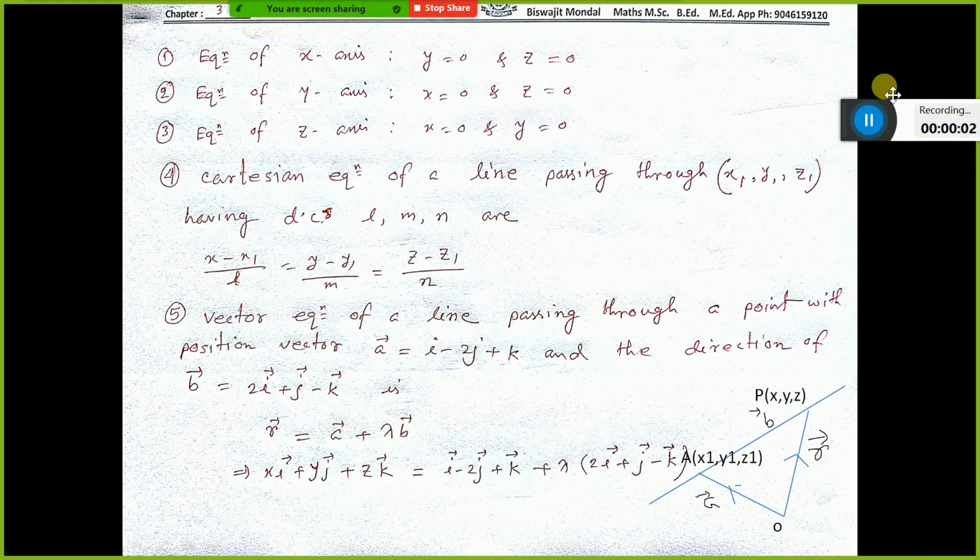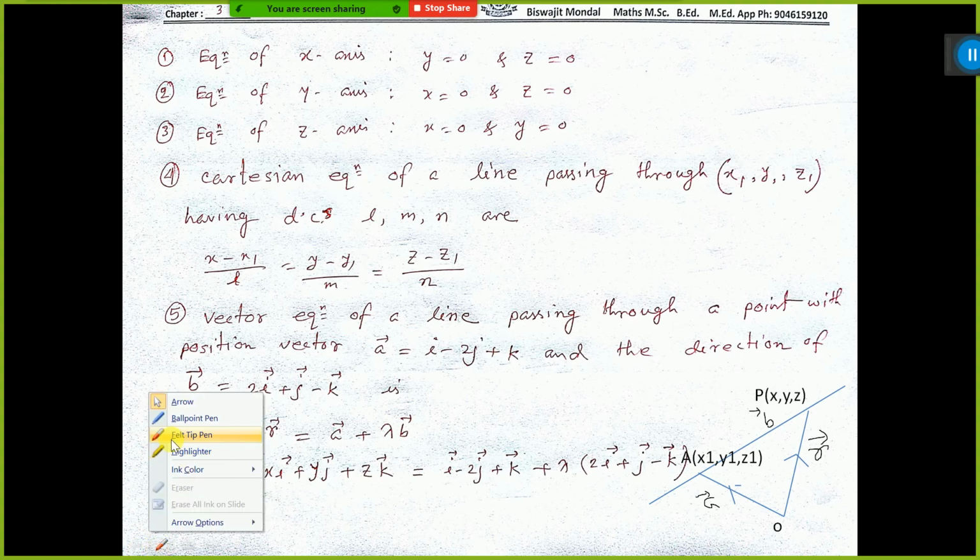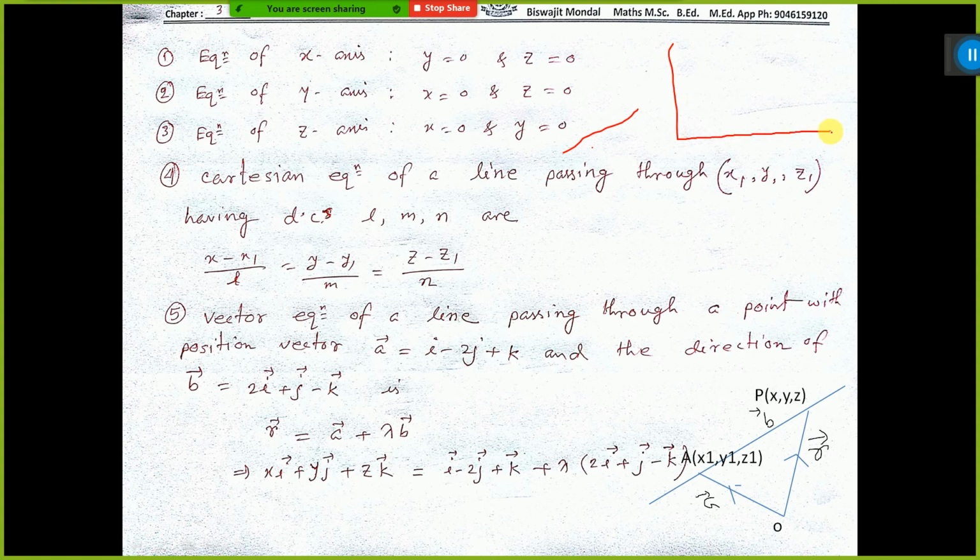Okay, let us do now this straight line. Actually, this is the straight line of three-dimension geometry. That means the straight line I am drawing here is in the space. Space means if we draw here x-axis, y-axis and z-axis, this is the x-axis, this is the y-axis and this one is the z-axis. So the straight line I am drawing here is in the space.